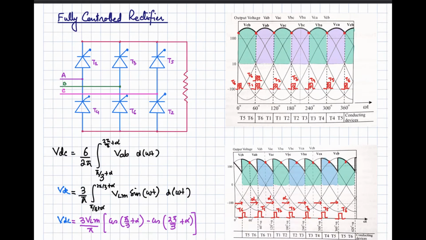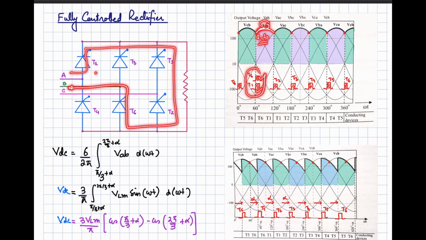You can see over here T1 and T6, two pulses are applied. So from this point onward, VAB is going to appear because the conduction is from phase A to phase B through these two thyristors, T1 and T6. T1 is this one starting from phase A, and then from T6 back to phase B. So A to B conduction is there, and VAB is going to appear across your load.